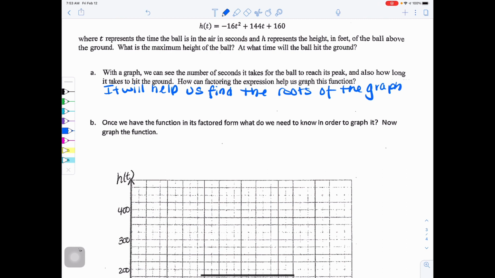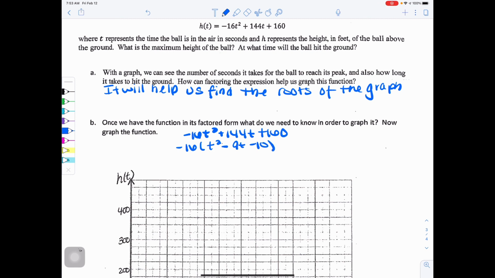So in part B, once we have the function in its factored form, what do we need to do in order to graph it? Now graph the function. So let's take a look at our actual expression here, negative 16t squared plus 144t plus 160. We want to factor this. So the first thing we should look for is the greatest common factor. If I look at that, negative 16 goes into all three of those. So I'm going to take out a negative 16. Now, why negative and not just 16? Remember, in order to factor, we want the leading coefficient to be a positive number. So negative 16, this will be t squared minus 9t minus 10.